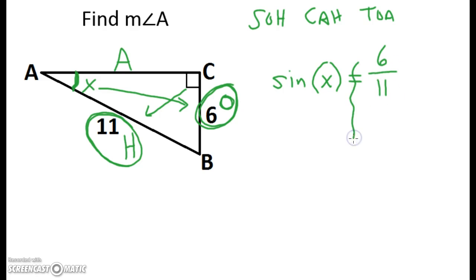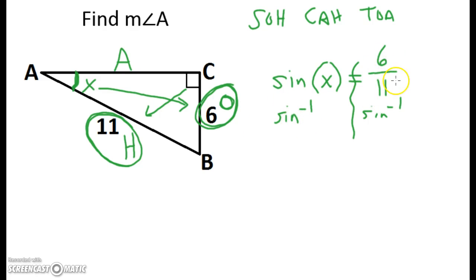All right, to solve this, we want to get this X by itself. But we don't have the ability to divide by sine. So we need a button in our calculator that is the opposite of sine. And what we have is called the sine inverse. To get the sine inverse in your calculator, you hit second and then sine.